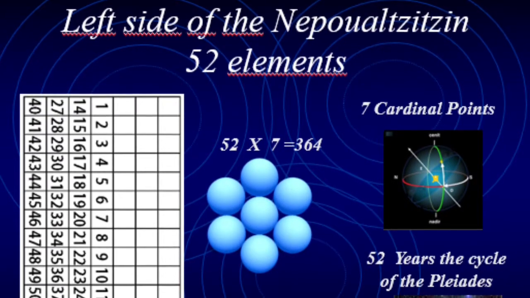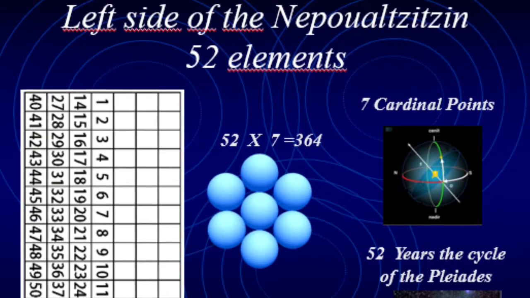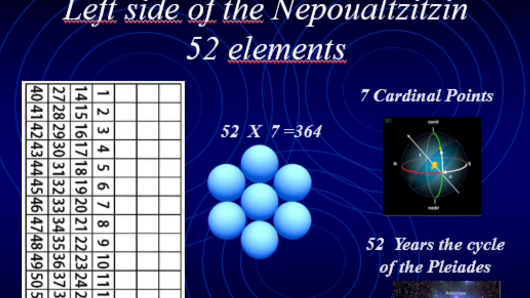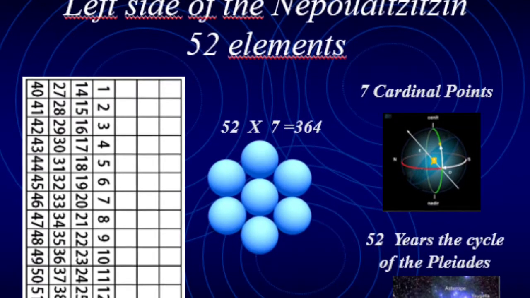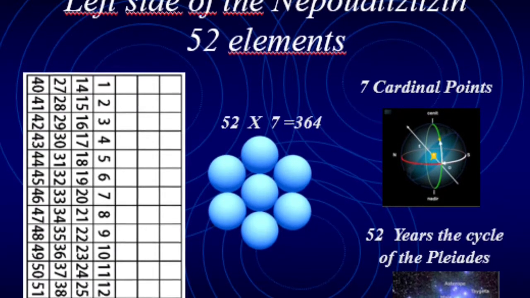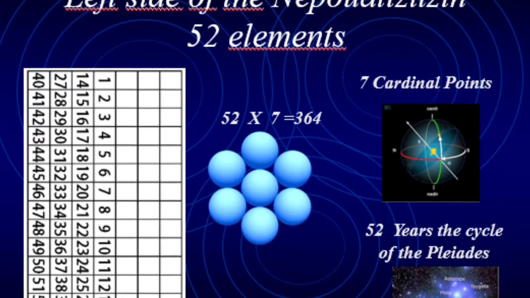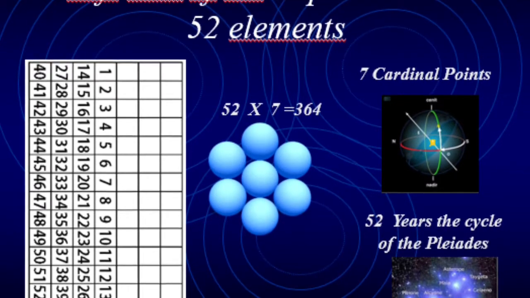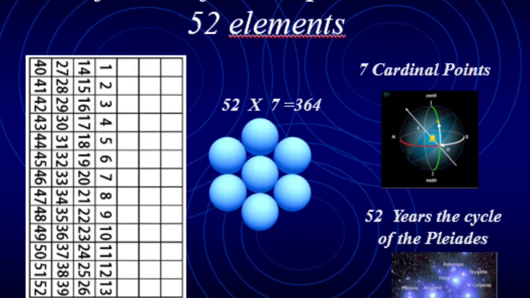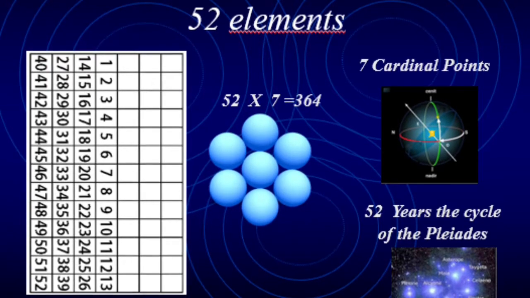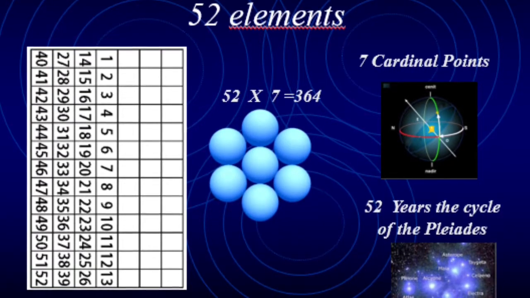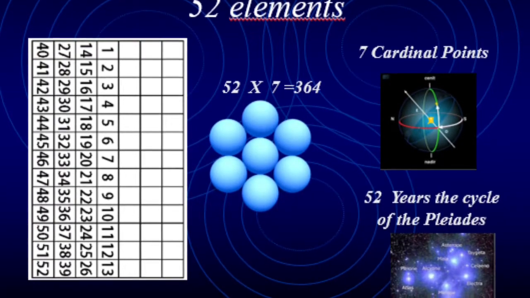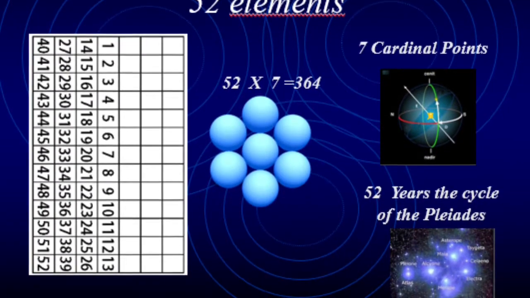So let's see. According to Mesoamerican culture, there are 7 cardinal points, not 4, which means north, south, east, west. The center point is the 5th point. The zenith point is number 6. And the 7th point is the nadir point, an imaginary point down below the earth.